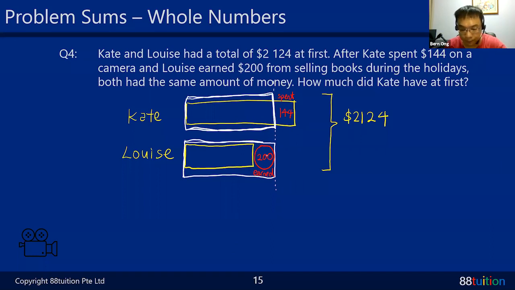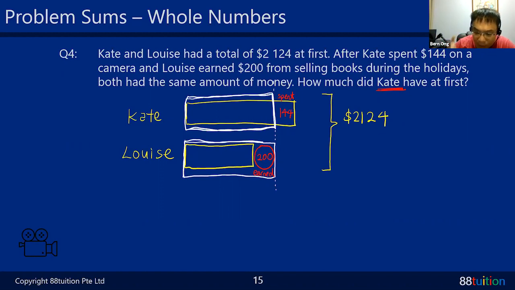So down here, what's happening? The question is asking, how much did Keith have at first? Keith at first means what? The yellow box. Can you see or not? Keith at first is the yellow box, the whole thing. What can we do? Can we cut it or try to remove? Can. But can we use my method? The other method is to add back. My other method is to add back.